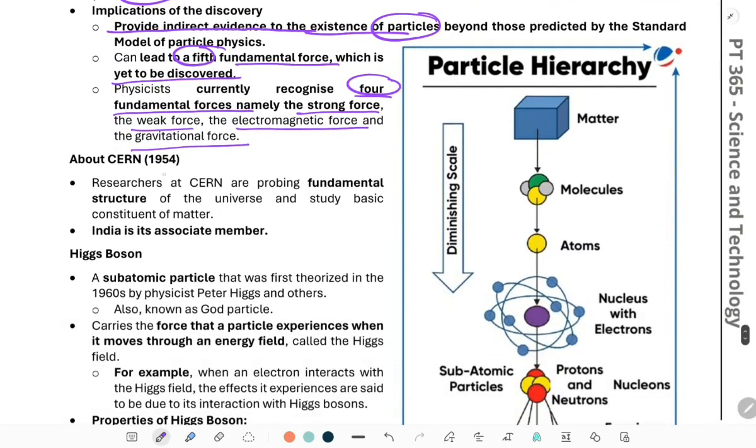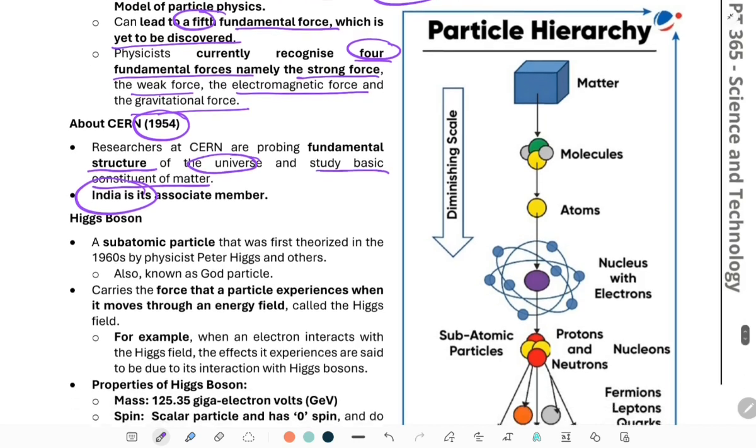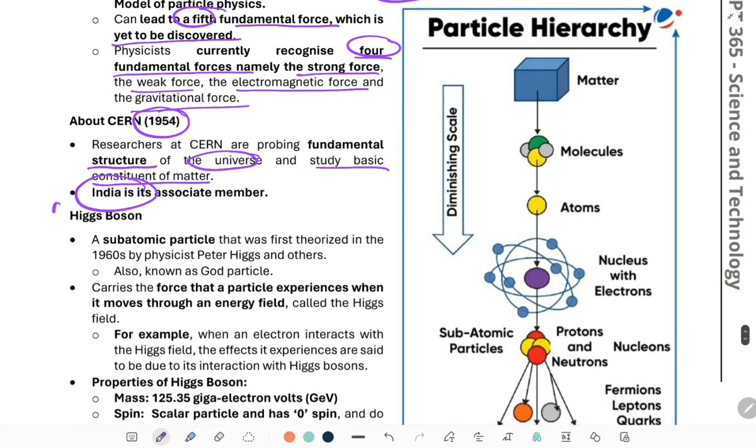We'll see about this CERN, which was established in 1954. Researchers at CERN are probing the fundamental structure of the universe and studying the basic constituents of matter. India is an associate member of this. We'll see Higgs boson. What is this?